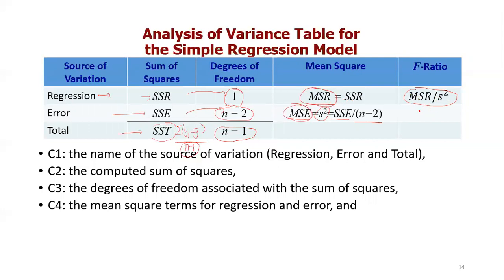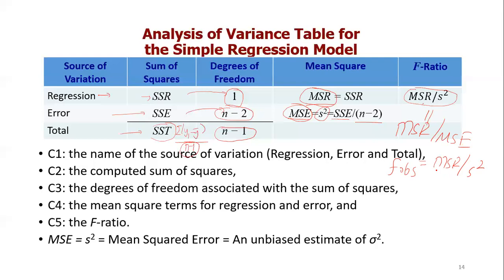So this is equal to the MSR divided by what? MSE, right? Or instead of MSE, you can just write the S squared as well. This is what we can call the F observed, right? So this will give you the observed value of an F random variable, which represents an observed value of a hypothesis test. Then what is the hypothesis test here?